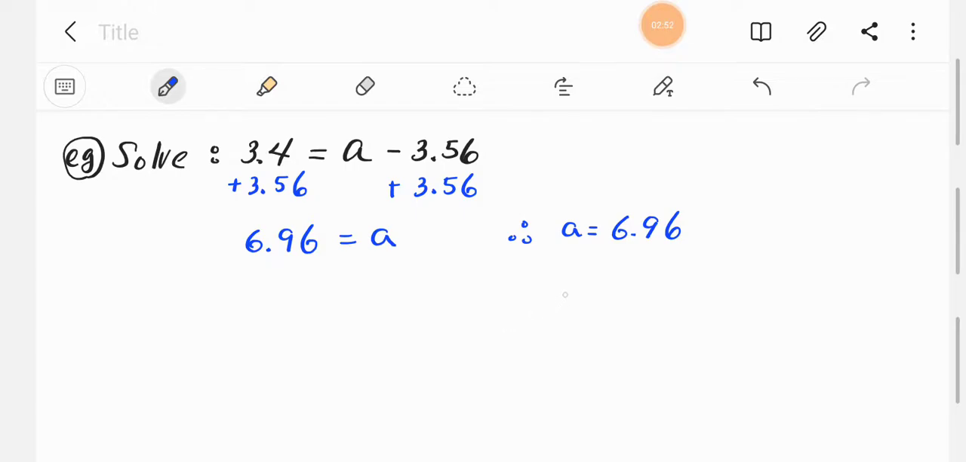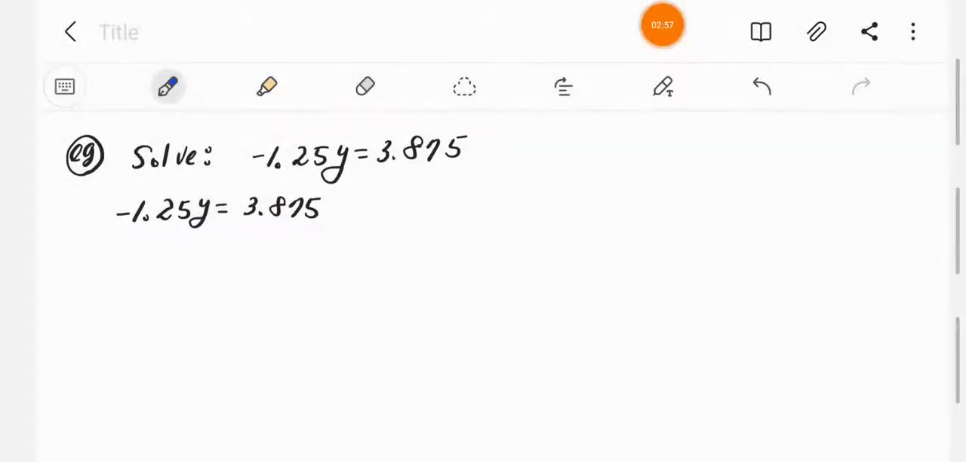All right, then let's try more examples. For this example, let's solve this one. The left-hand side has a variable y, but this is a product, negative 1.25 times y. So in order to find the value of y, we have to get rid of the coefficient negative 1.25. So why don't we divide each side of the equation by the coefficient negative 1.25 so that you can make it 1 times y?